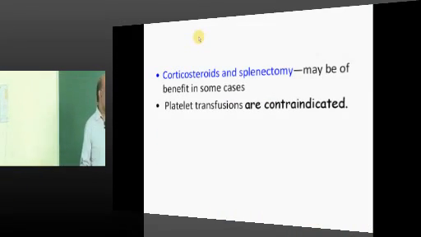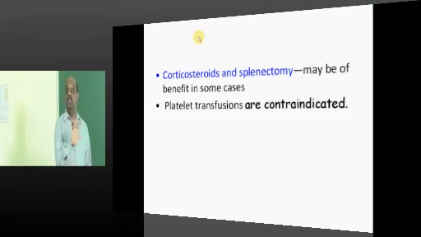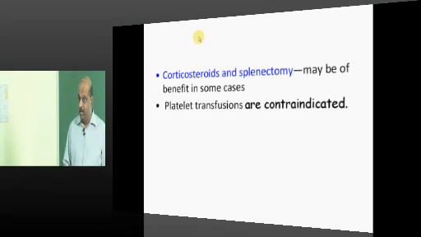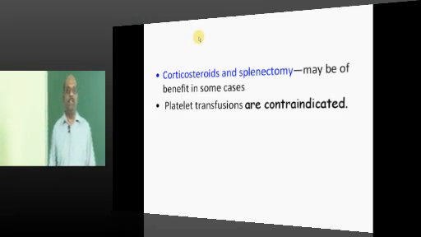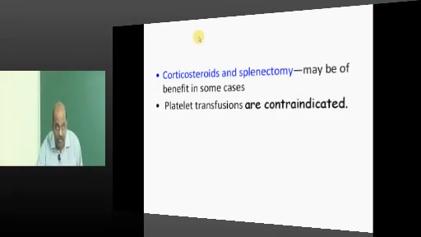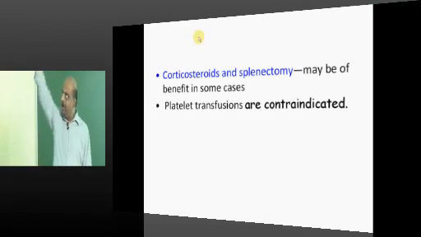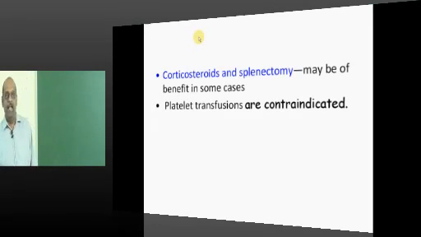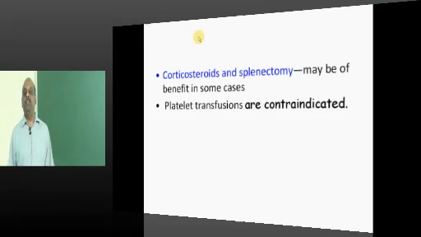We can give steroids, we can do splenectomy. Platelet transfusions should not be given, they are contraindicated. Why? If you give platelet transfusions in a patient who has TTP, they all go and sit inside the microthrombi. There is further occlusion of the vessels and worsening of the renal failure, everything. So platelet transfusion is contraindicated in TTP, but indicated in the case of ITP, even in the case of DIC. Hence you need to know how to differentiate between the three. That's very, very important.